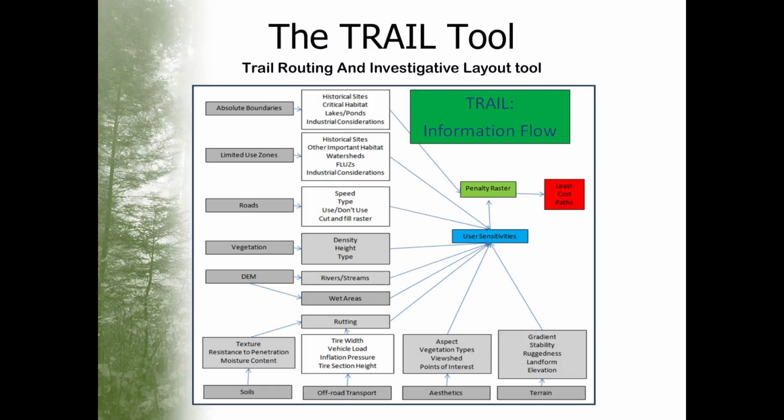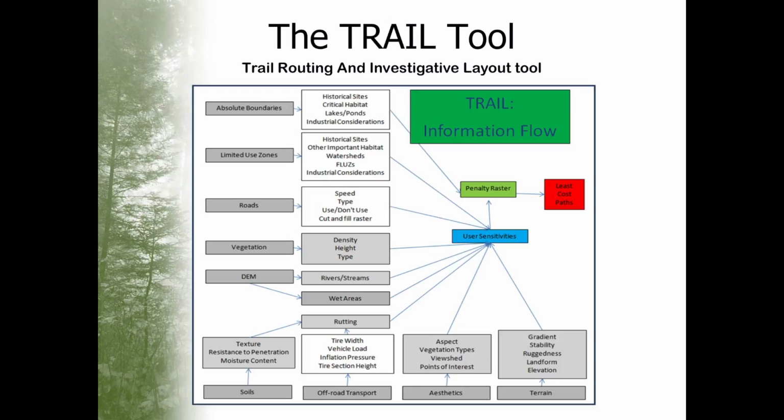considerations. So we can have absolute boundaries where we just cannot go by, or limited use zones where we can get close to them but stay away. We have other roads. We don't want to create new roads sometimes, or trails, so let's use existing. Vegetation. You could use LiDAR-derived vegetation to create a view shed almost, saying I'm going to direct you into places where the vegetation's a little more dense, so you can't see what's around you, which is very valuable sometimes. Then we have our DEM, and then we have my cool science stuff like soils and tire widths and vehicle loads to create the rut map.